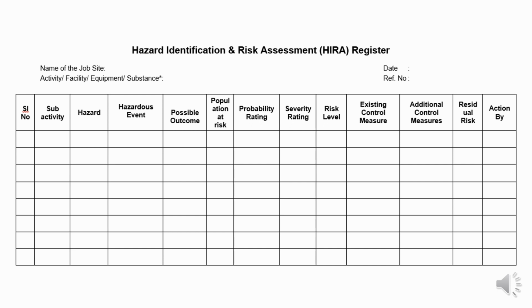Now we need to consider the existing control measures, the control measures that exist while conducting the activity. If the existing control measures are not sufficient or adequate, then we need to go to additional control measures if we are unable to reduce the risk level. The remaining risk will then be the residual risk, and in the next column there will be action by. So let's understand this format using an adequate example of excavation work.